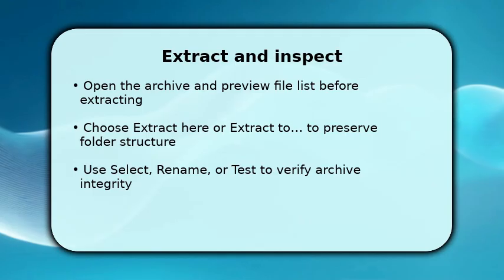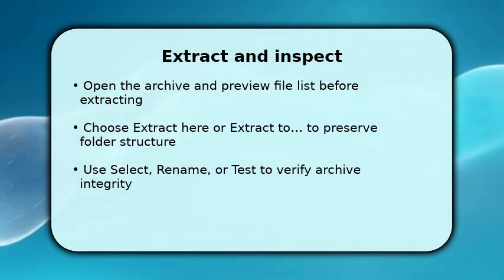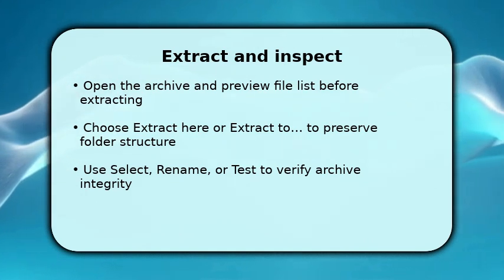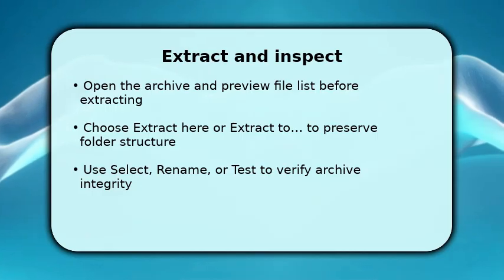Zarchiver shows errors inline. Once files are out, use the test function on the archive or open critical files to verify integrity. If you need only a subset, use Select to pick files, then extract those alone to save time and space. Finish by placing restored files where the app expects them.